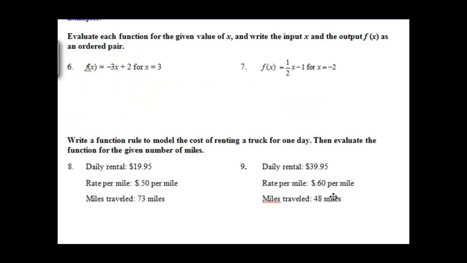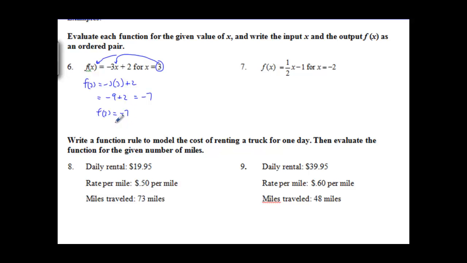So what we want to do is take the examples and evaluate each function for the given value of x, and write the input x and the output f of x as an ordered pair. So we're going to take this 3 and substitute it in for x here. So f of 3 equals negative 3 times 3 plus 2. We'll see that you get negative 9 plus 2, which is equal to negative 7. So f of 3 equals negative 7.